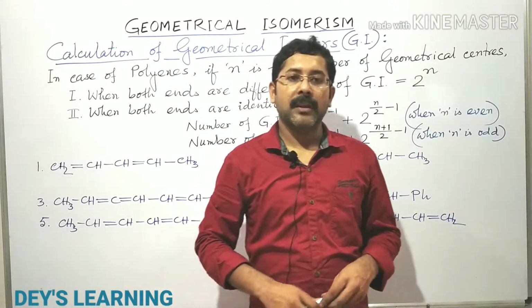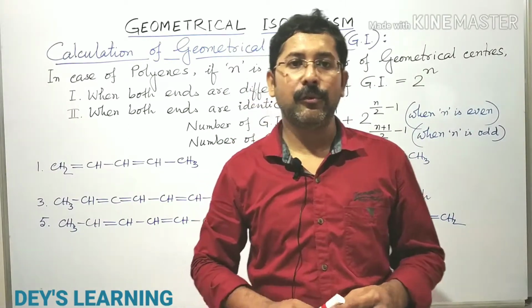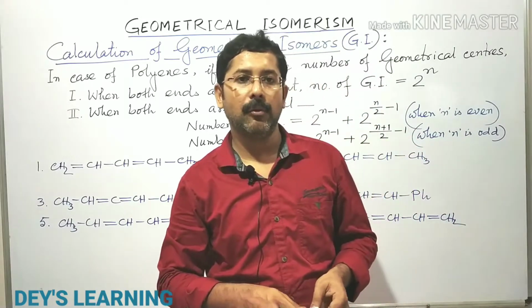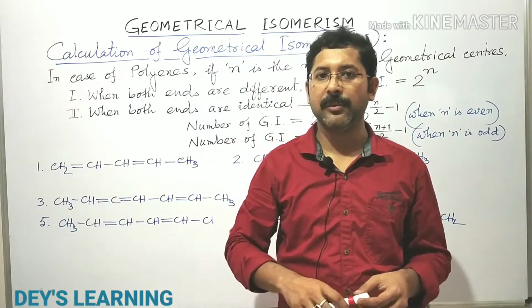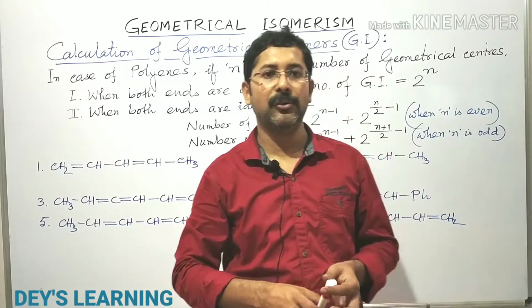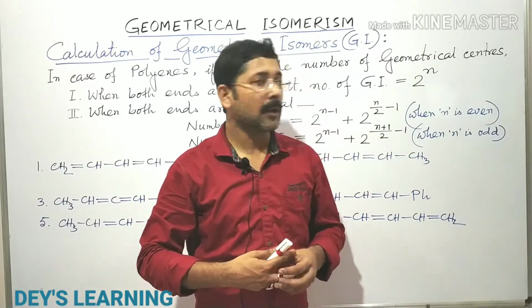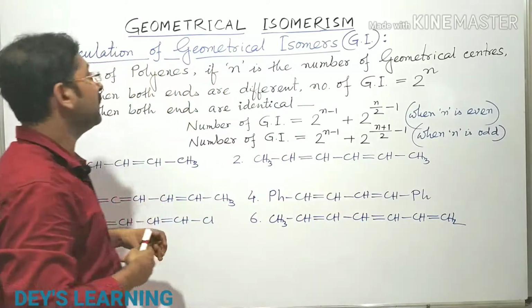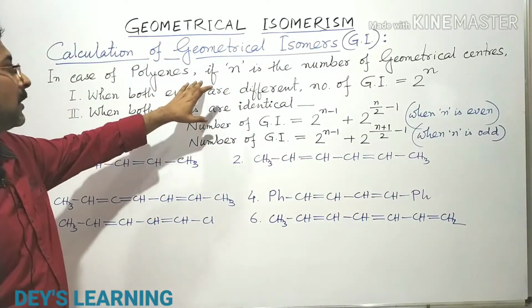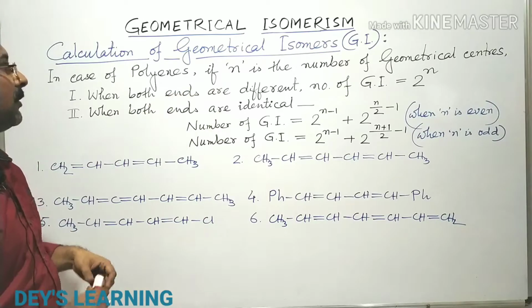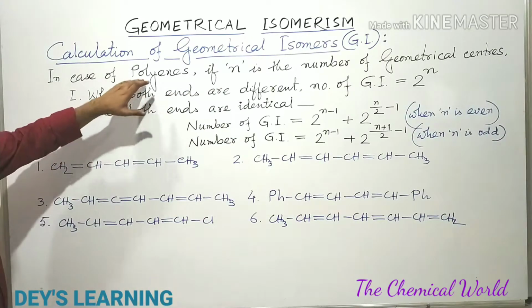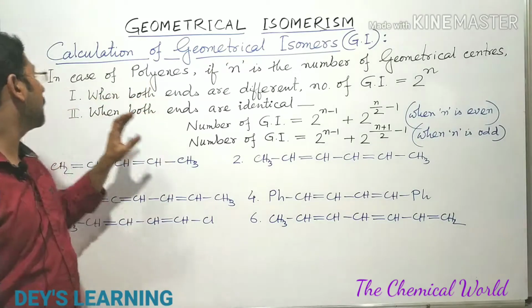Hello guys, in the previous 4 videos we have learned which types of compounds will participate in geometrical isomerism, which types of compound will show geometrical isomerism. Now it's the time to calculate the number of geometrical isomers. How many geometrical isomers are possible in different types of compound? Here the case of polyenes.